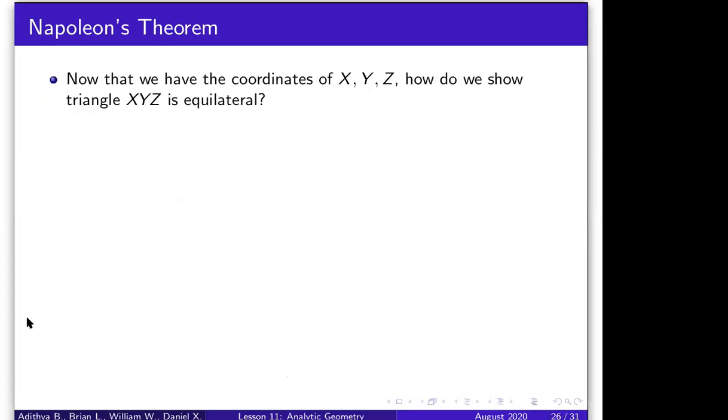Now we want to show that triangle XYZ is equilateral, given their coordinates. How can we do this? Well, in general, showing that 2 segments have the same absolute value in complex numbers is quite difficult. It's because the absolute value function doesn't behave super well. So yep, that's a better suggestion.